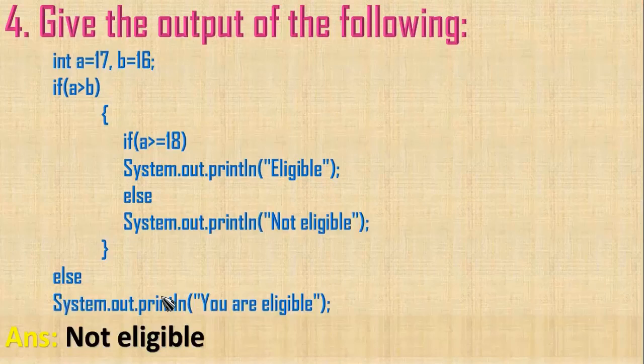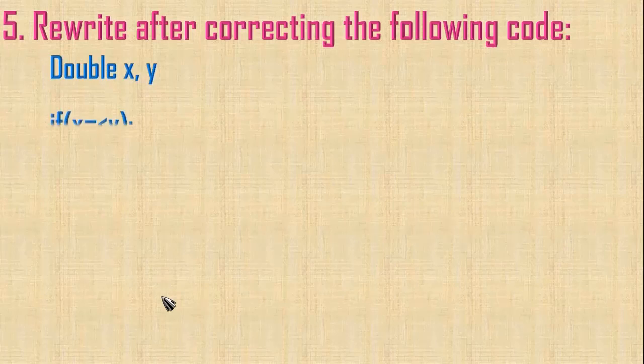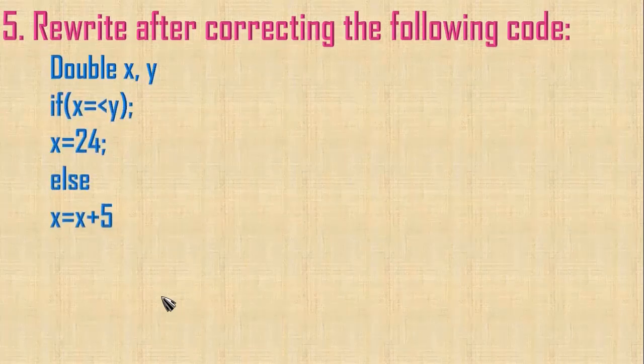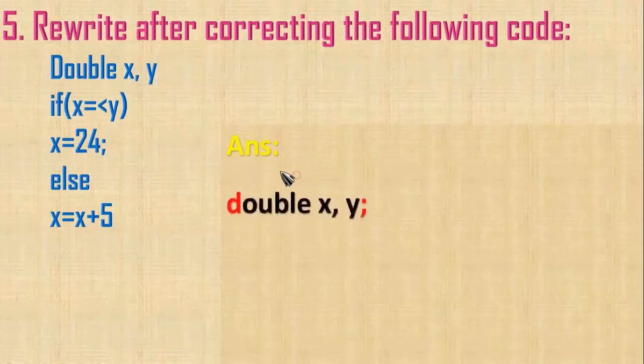Let us move to the next question. Rewrite after correcting the following code. Double x, y, so all these are given. Here double is given with capital D, that is wrong. So it will be small d. Then x comma y, we are supposed to terminate here. So there are two mistakes in that line.